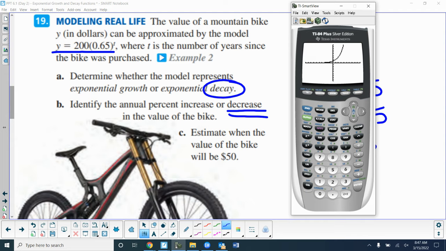So we go 200. What's 200 telling me? That's your Y. Starting amount, right? So the mountain bike, you pay how much for it? $200. Okay? So 200 times 0.65 to the x.